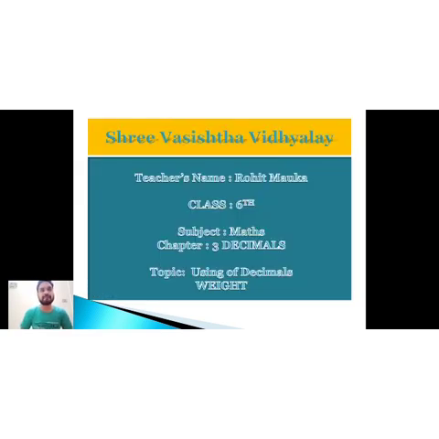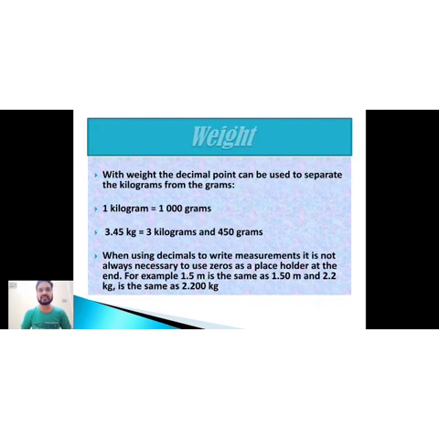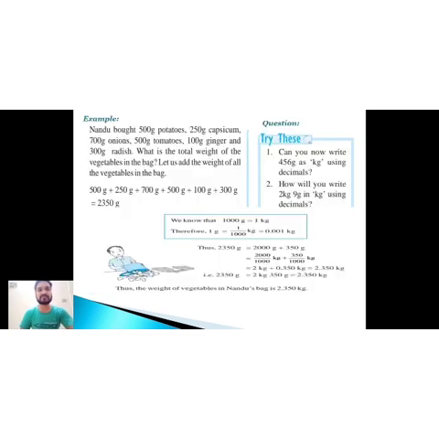Now using decimals in weight, same: 1 kilogram equals 1000 grams, or 1 gram equals 1 upon 1000. Simple. So when we have to convert grams into kilograms, we just divide by 1000, or if we have to convert kilograms into grams, we multiply by 1000.